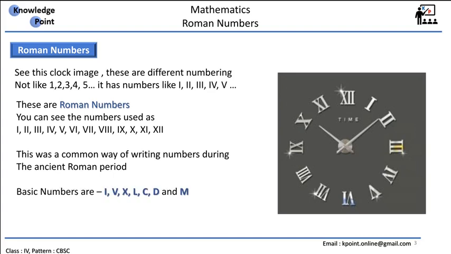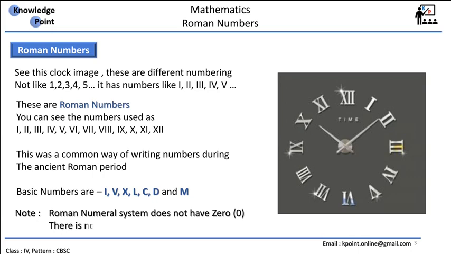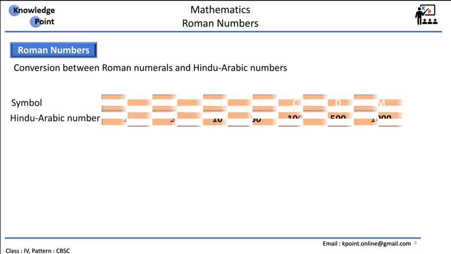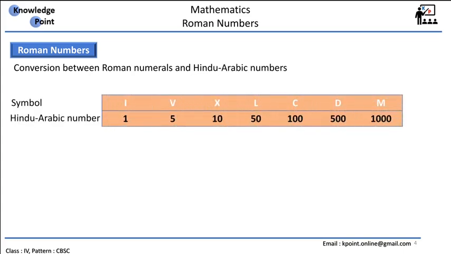Basic numbers are I, V, X, L, C, D and M. Important note is that Roman number system does not have zero. There is no place value or commas used in Roman system of numeration. Conversion between Roman numerals and Hindu-Arabic numbers. We use 7 basic symbols for writing Roman numbers and each symbol has a value.